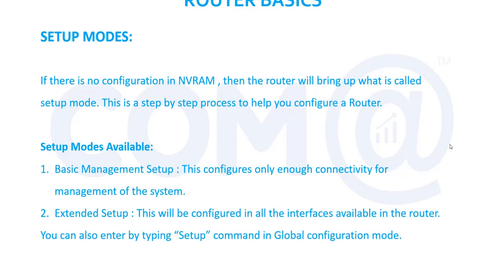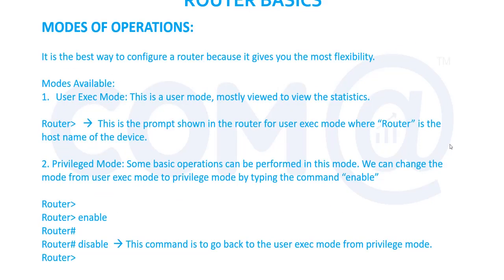extended setup, this is configured in all the interfaces available in the router. You can also configure and enter it by typing the setup command in global configuration mode. So if you have already gone to a particular option and still want to see the setup, you can just type the setup command and find what configuration is going on. So there are two modes: basic management mode and extended setup.